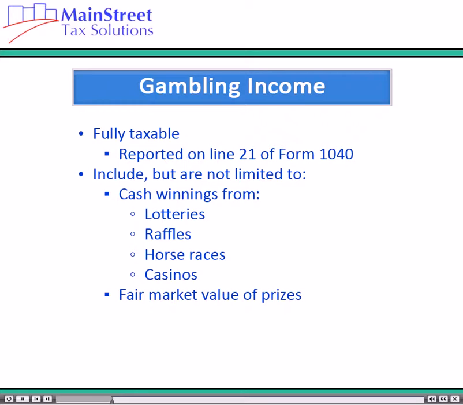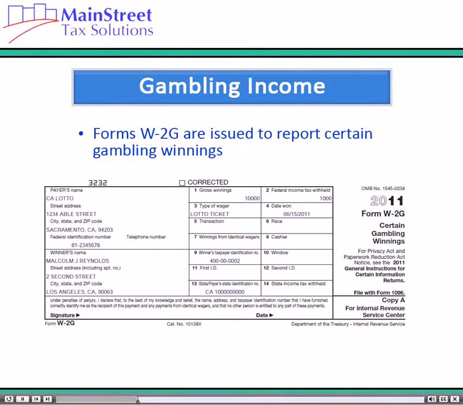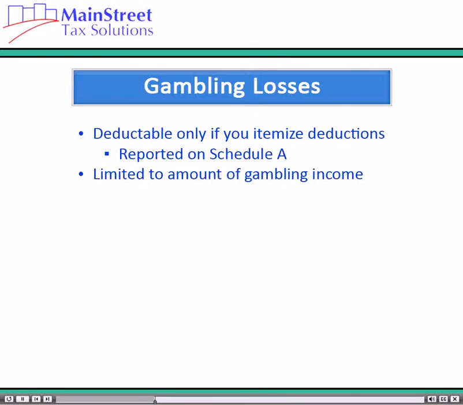Gambling income includes, but is not limited to, cash winnings from lotteries, raffles, horse races, and casinos. It also includes the fair market value of prizes such as cars and trips. Form W-2G is issued when you receive certain gambling winnings or if you have any gambling winnings subject to federal income tax withholding. Gambling losses are deductible only if you itemize deductions.